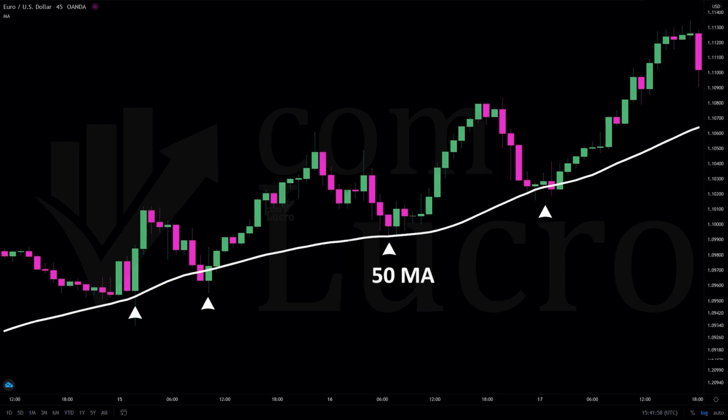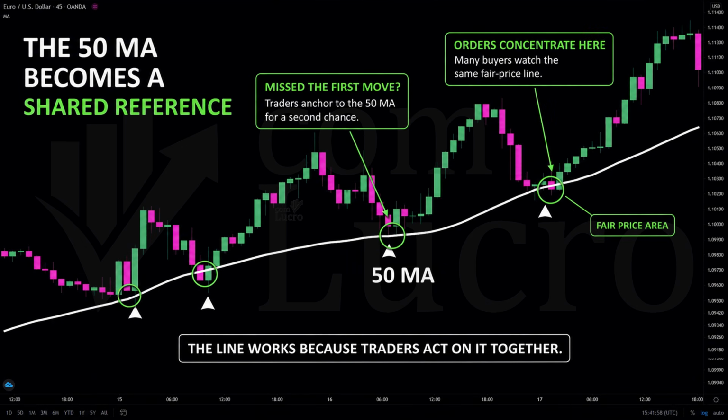As you can see, price pulled back to the moving average and moved higher, then pulled back again and moved higher again. That's how a pullback to a moving average looks in action. And the reason it works is similar. The moving average is a reference point everyone can see. Traders who miss the start of the move anchor to it as their second chance, and their orders concentrate around it. When enough participants treat the same line as fair price, their reactions are what make it real.